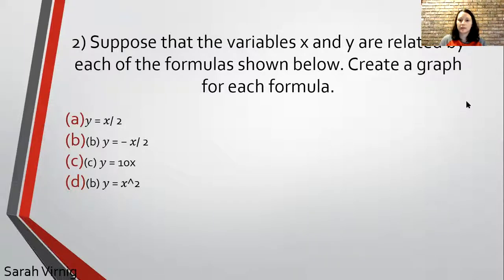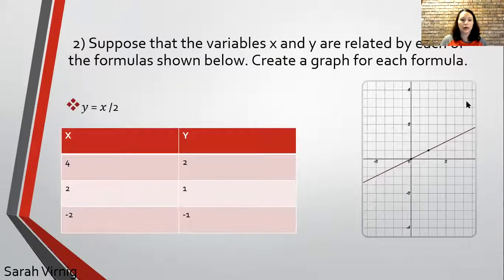So we're going to suppose that the variables x and y are related by each of the formulas shown below. Create a graph for each formula. All right, so on A, we have y equals x over 2. So what we can do is we can make a chart, and you just put your x and y. So x can literally be any number that you want, and you put that number in for x. If we do 4 divided by 2, it gives us 2. So we'd have 4 and 2. 2 divided by 2 is 1, so that would be our y equals 1. Negative 2 divided by 2 gives us negative 1. So we would graph that too.